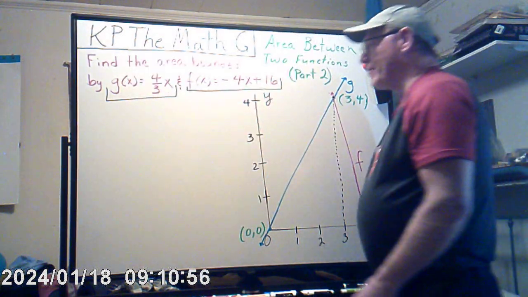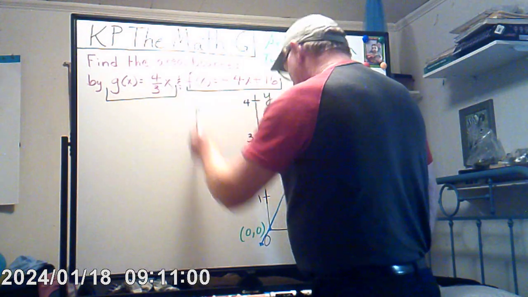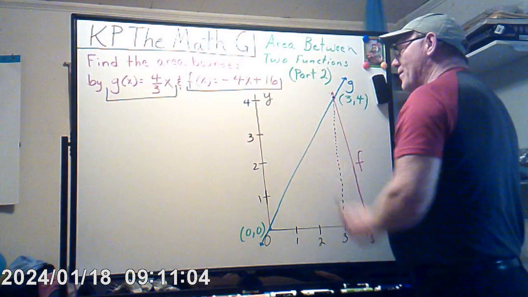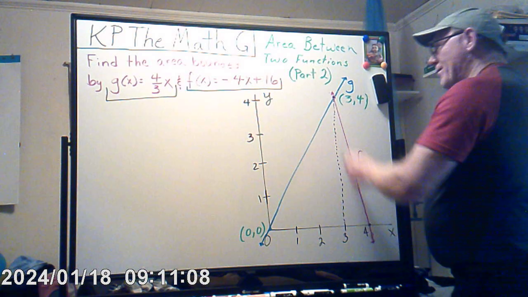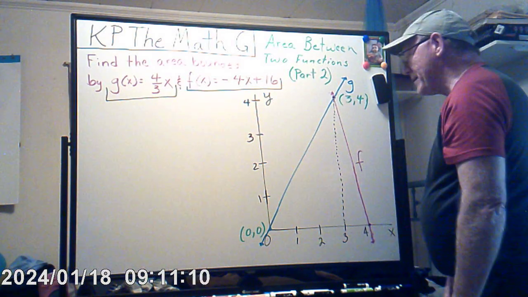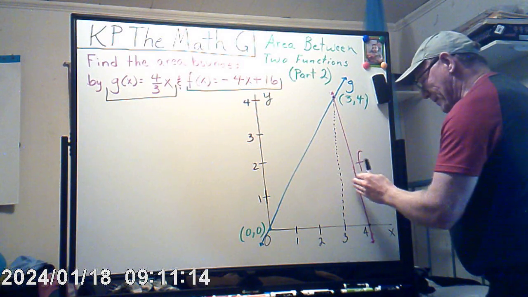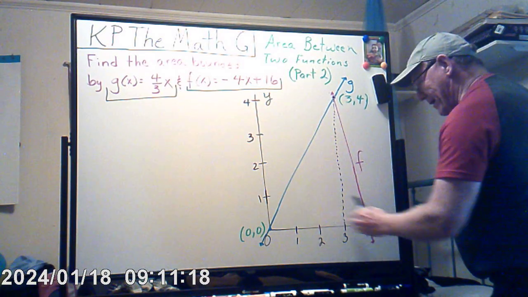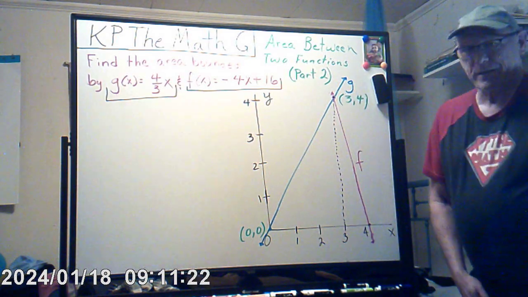Okay, your y-intercept's at 0. But anyway, F of x is the pink. F is the pink line, and we want to find the area underneath all of this. Okay, it is a triangular section here.